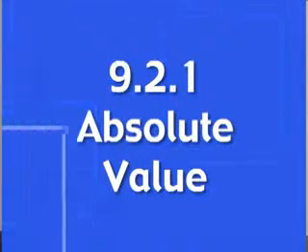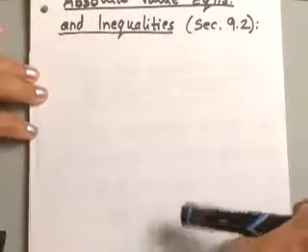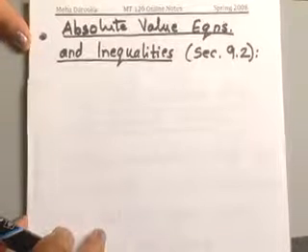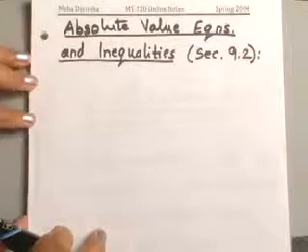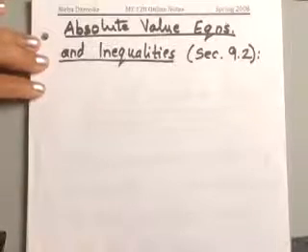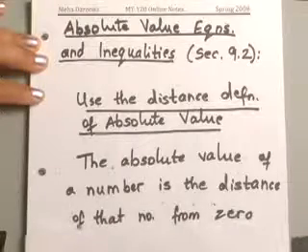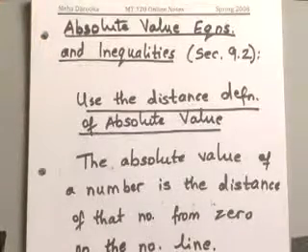Let's go ahead and talk about section 9.2. Section 9.2 is about absolute value equations and inequalities. The first thing we need to do in section 9.2 is understand the definition of absolute value. What exactly do we mean by absolute value? Absolute value basically means the distance of the number from 0 on a number line.